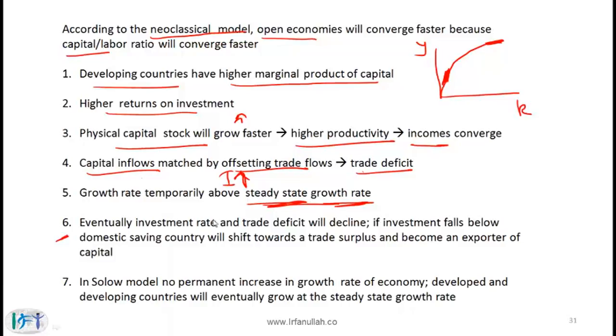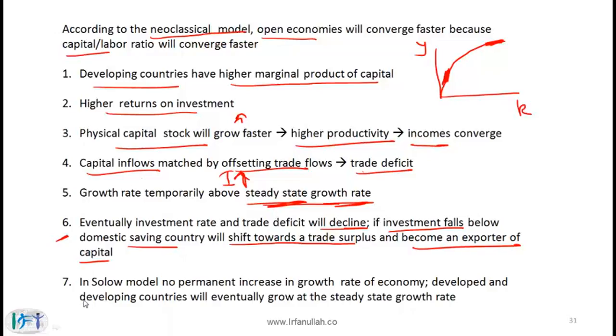Point number 6, eventually investment rate and trade deficit will decline. So the point is that as a developed nation moves up on this production function and is at a point where we are now at relatively low marginal product of capital, then obviously the investment rate will go down. As investment rates go down, the trade deficit also declines or improves because imports will go down. And if we get to a level where the investment falls below domestic saving, then the country will shift towards a trade surplus and even become an exporter of capital.